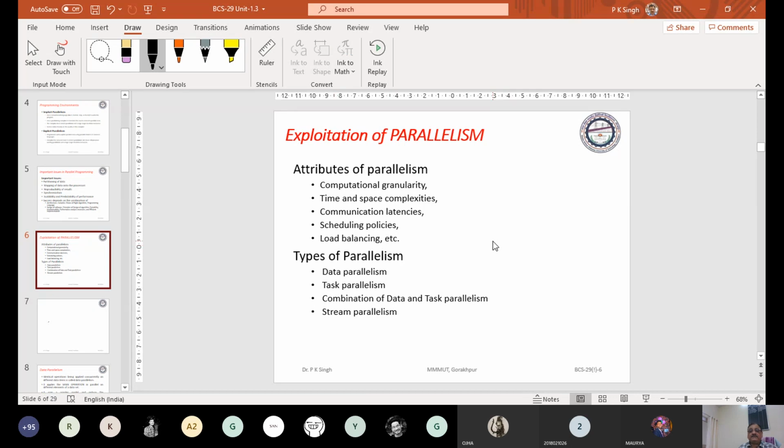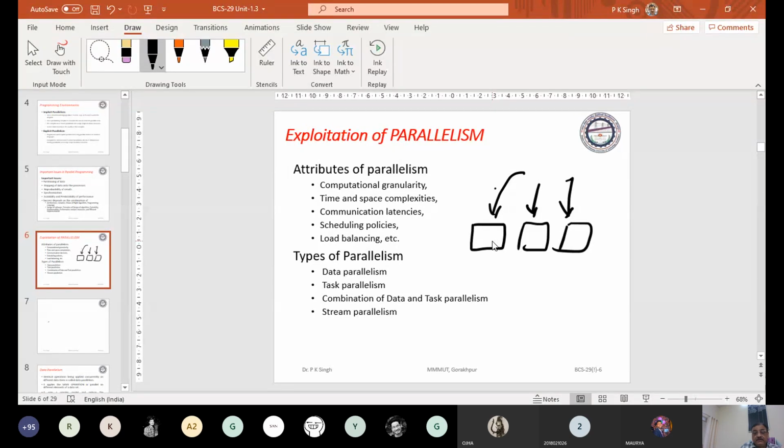Then load balancing: how we schedule so that the different processing elements have almost equal assignment, an equal number of tasks to be performed.